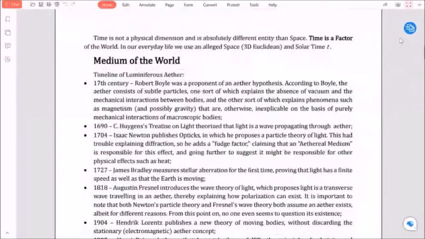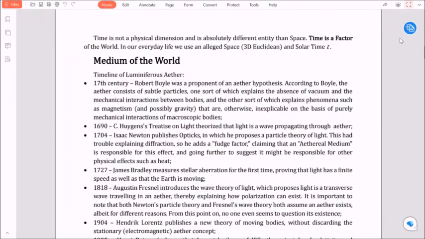Time is not a physical dimension in an absolutely different entity than space. Time is a factor of the world. In our everyday life, we use an alleged space, 3D Euclidean, and solar time T.